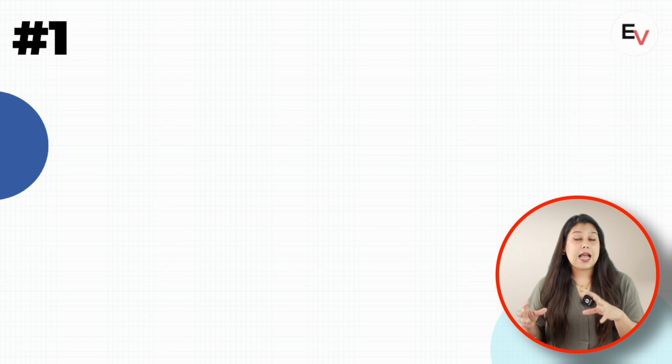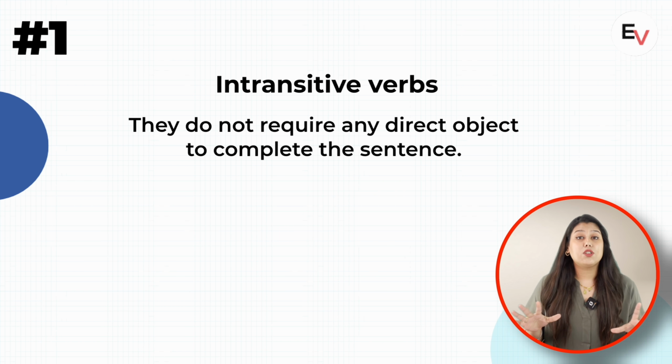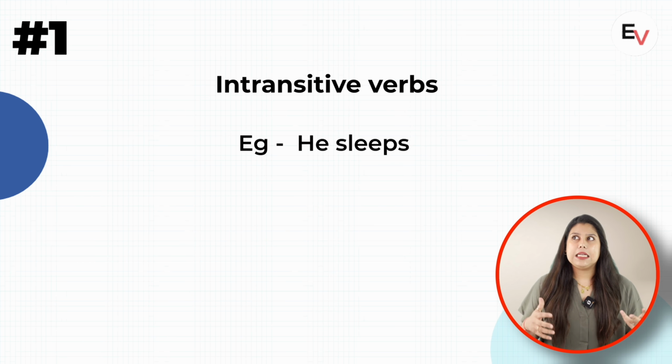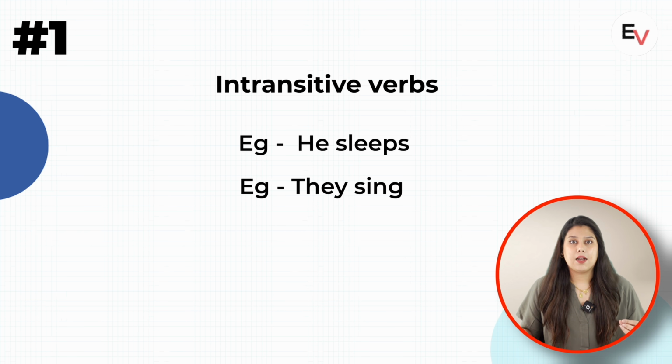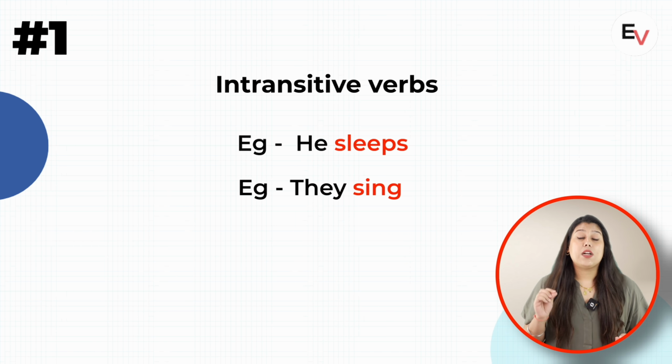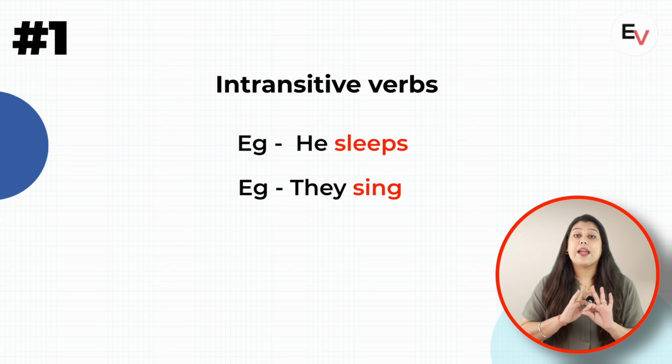Now, on the other hand, intransitive verbs do not require any direct object to complete the sentence. The action ends with the verb itself. For example, if I say, he sleeps or they sing. In both the sentences, sleeps and sing are intransitive verbs. They do not require any object to complete the sentence. The sentence makes sense on its own.